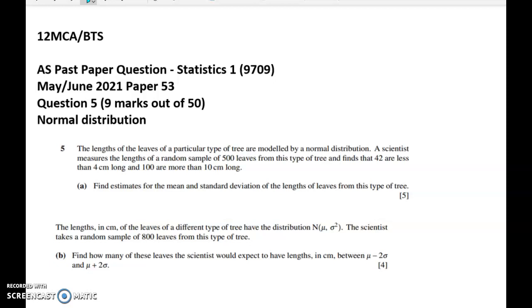So in the first one, we're told that the lengths of the leaves of a particular type of tree are modelled by a normal distribution. A scientist measures the lengths of a random sample of 500 leaves from this type of tree and finds that 42 are less than 4 centimetres long and 100 are more than 10 centimetres long. So that's all we've got, right? We haven't got the mean and we haven't got the standard deviation. What we have to do from that information is estimate both the mean and the standard deviation of the lengths of leaves from this type of tree.